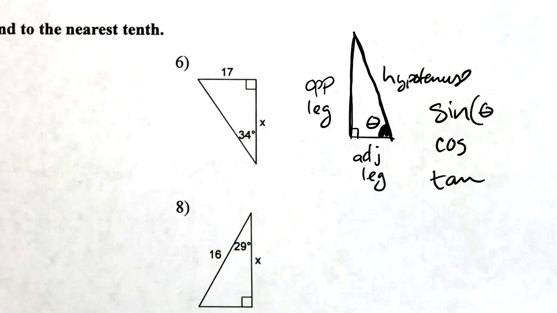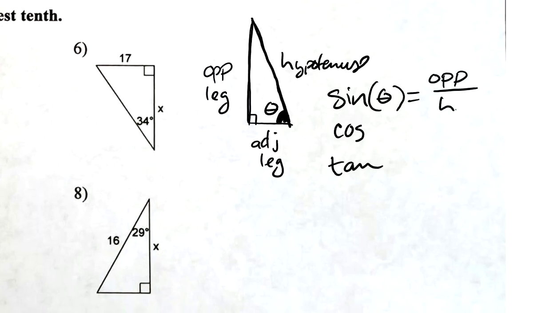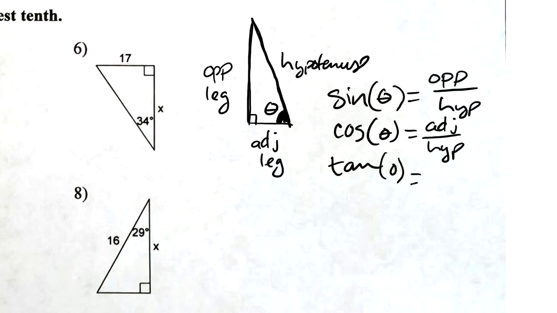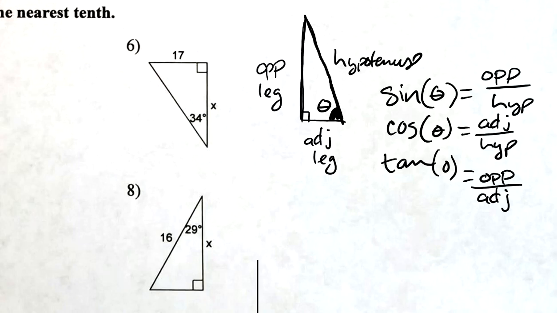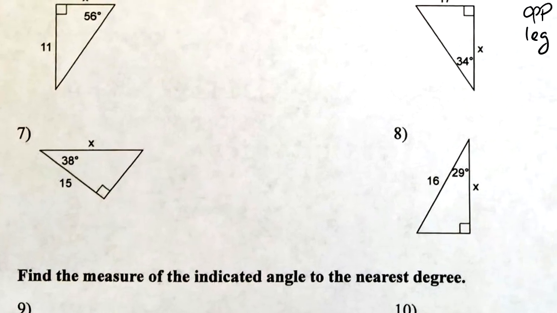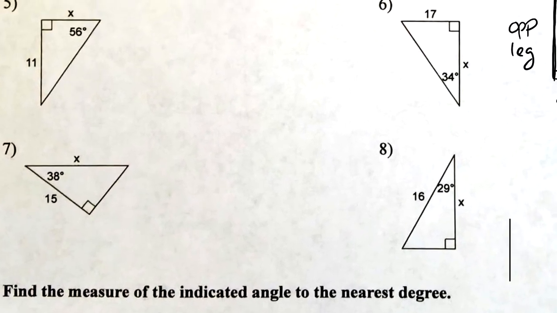So the sine of angle theta is the opposite leg divided by the hypotenuse. The cosine of theta is the adjacent leg divided by the hypotenuse. And the tangent of theta is the opposite leg divided by the adjacent leg. So, you know, if you don't have that in front of you, you might want to jot that down. Make sure you remember that. And the beauty is you can rewind it if you need to go back and look at it.